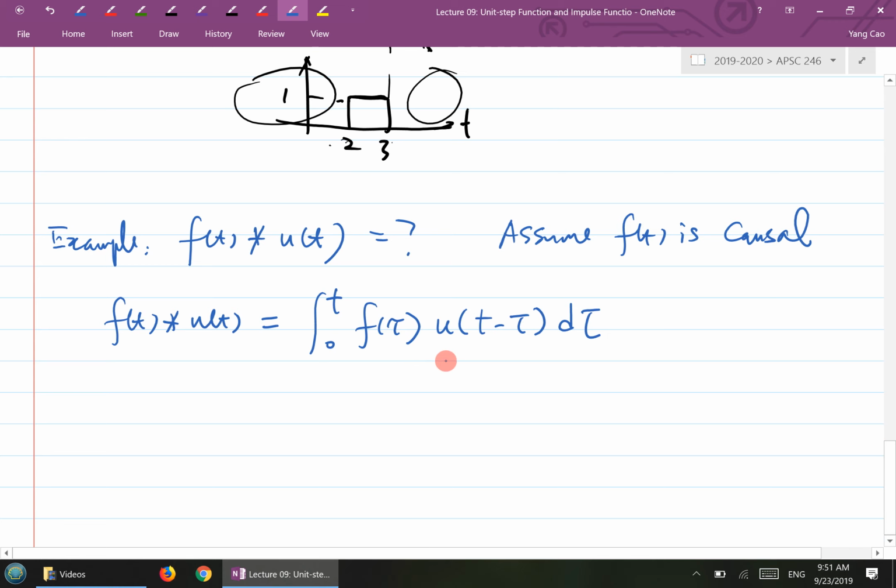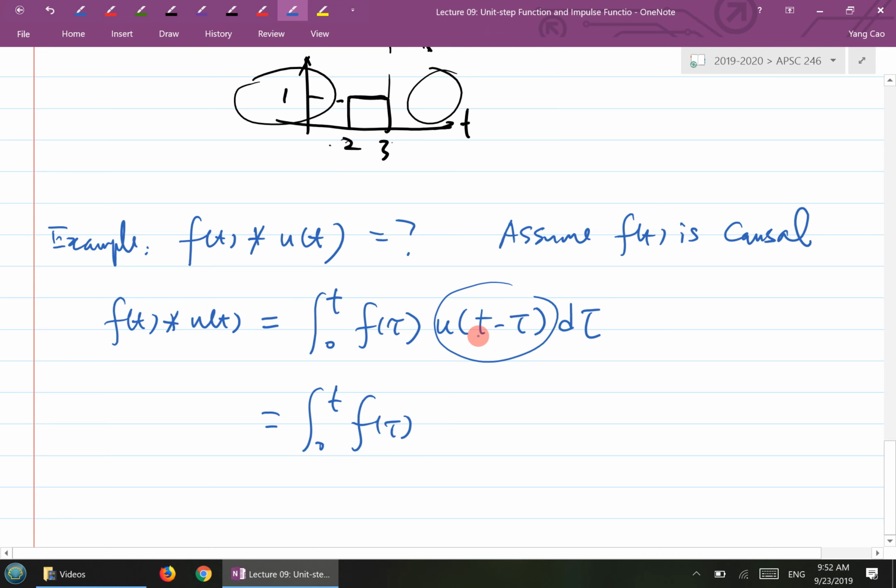So this is your convolution formula based purely on the definition. Then, as you recall, when we do convolution, we basically use the graphical approach, right? A graphical approach, essentially we graph this. We also try to graph this one.